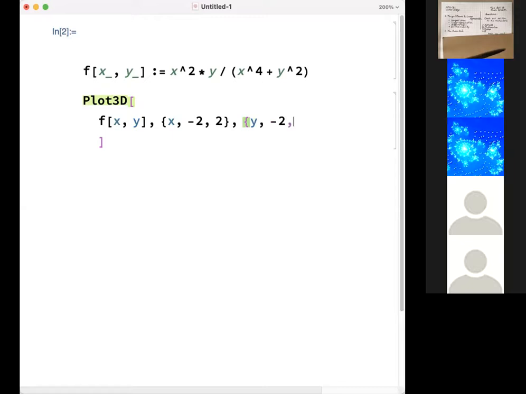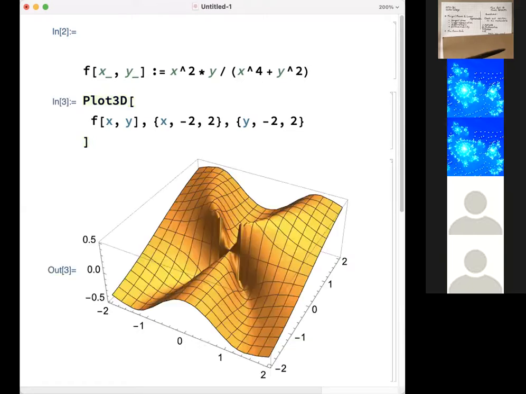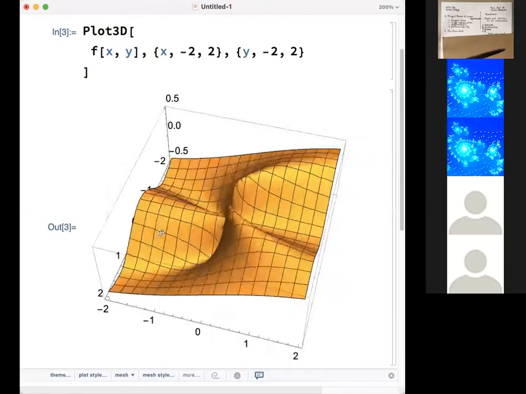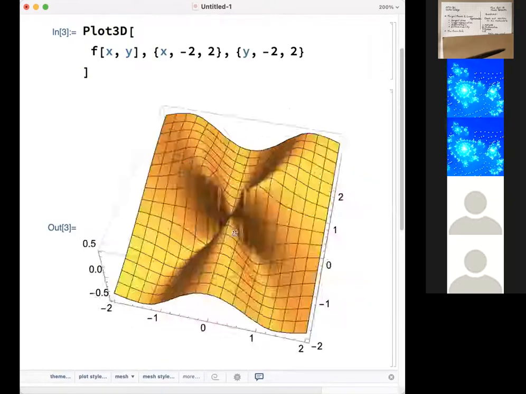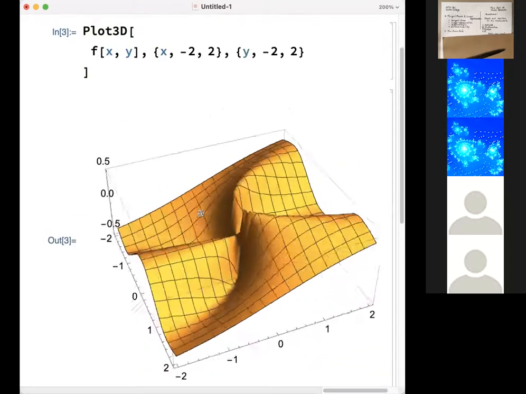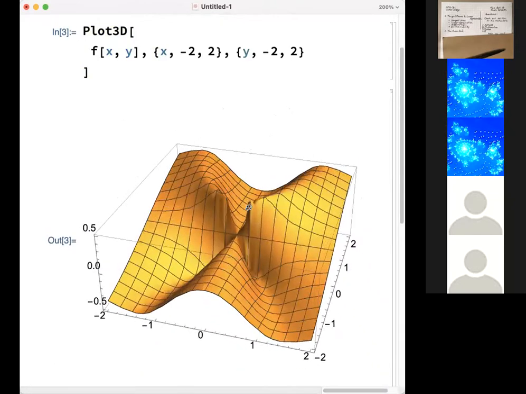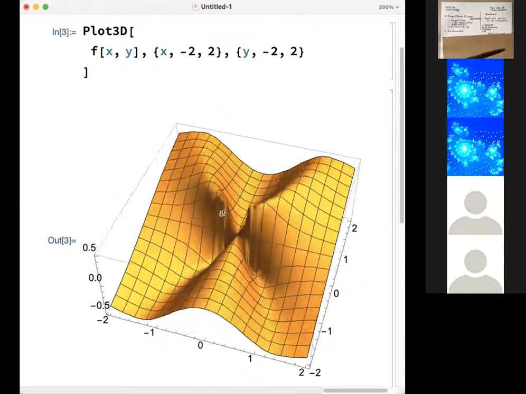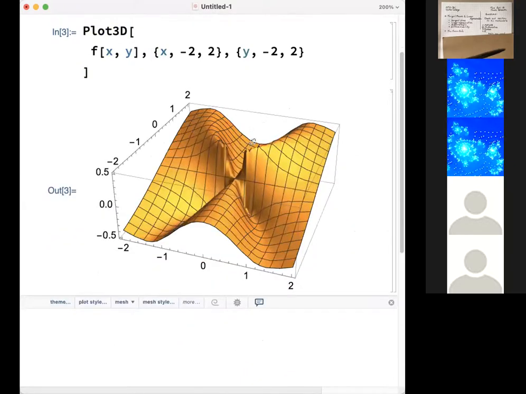And this will address your question, just hang on. And this is like the most bare bones plot I can make, right? Just function, domain. And there's the function right there. And now I see that there's some kind of pinching at the origin. I even see that I could approach the origin on different paths. One is a mountain ridge, one is a valley.